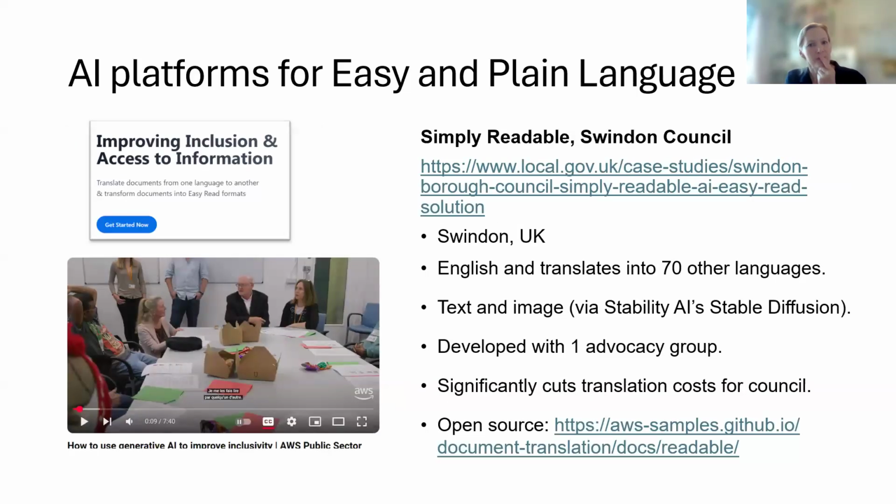I wanted to highlight this one too, because it's public sector, and it's open source, which is really rare in this mini field of AI, I think. So it was built by Swindon Council in the UK. It's English, but EasyRead is in English, and you can then translate it into lots of different languages. It again has text and images. So the images this time are not drawn from a database, an image bank, but they use AI, Stability AI's Stable Diffusion.